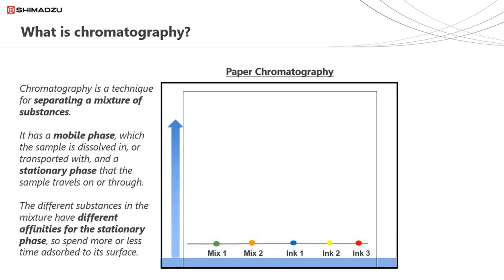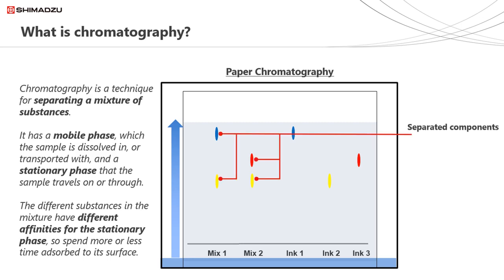So as the water absorbs up the paper, our inks and mixtures will also travel up the paper. The rate of travel will depend on the interactions between our water mobile phase and our paper stationary phase, as well as the inks themselves. As the mixtures travel, they will begin to separate into their individual components. These individual components travel at the same rate as the individual inks. Our result is that our mixtures are now separated into their individual components, with mixture 1 now separating into its yellow and blue inks.